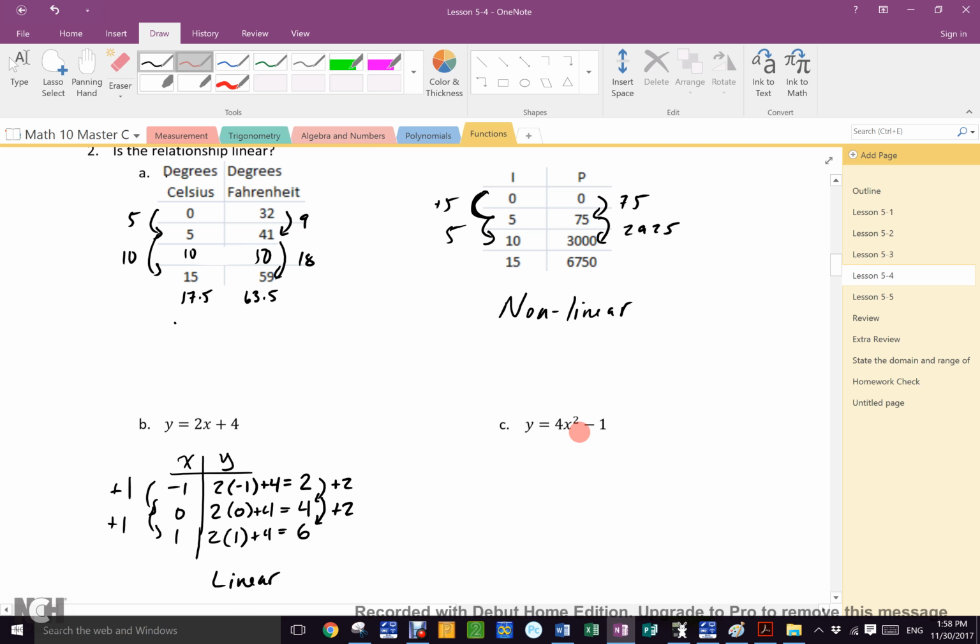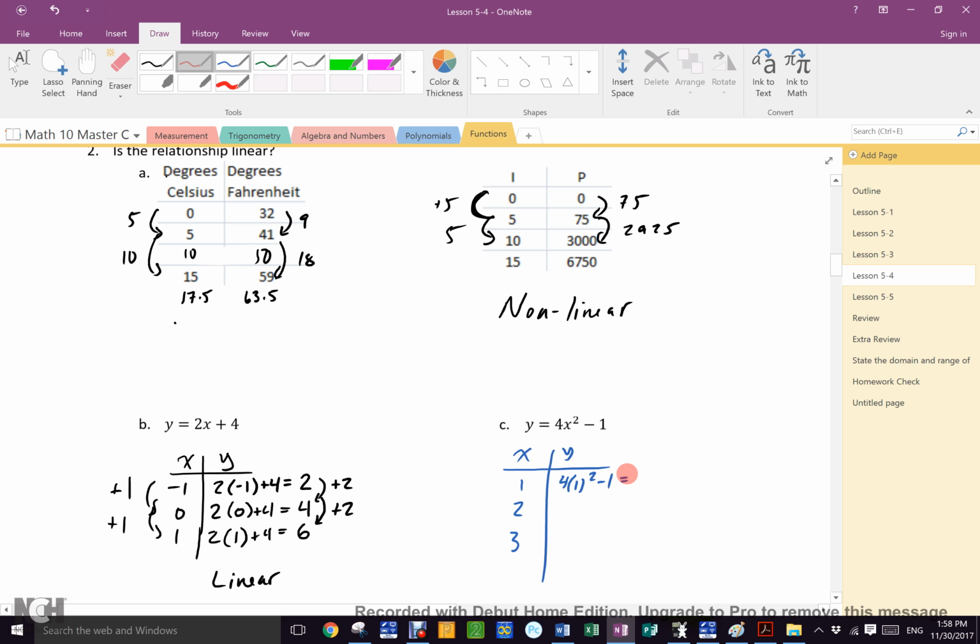Now let's look at this one. Mr. Myers, it's another equation. Why you gotta be that way? You just make a T-chart. And then you put some numbers in for X. What numbers would you like to put in for X? Because 1, 2, 3 sounds good to me. When X goes to 1, what is this? 4 times 1 squared minus 1. What's that?